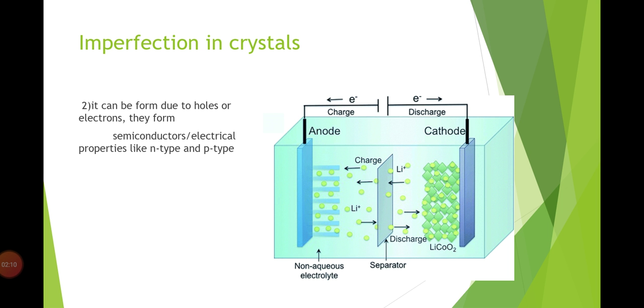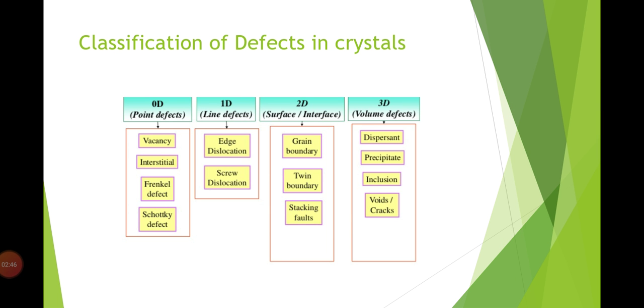Now the imperfection in crystal. The second is that it can be formed due to holes or electrons. They form semiconductor electrical properties like n-type and p-type. If we see in the figure, it is of lithium batteries. Here it consists of anode and cathode. When the battery starts, the holes or electrons will be created, so it can cause the imperfection or defect in crystal.